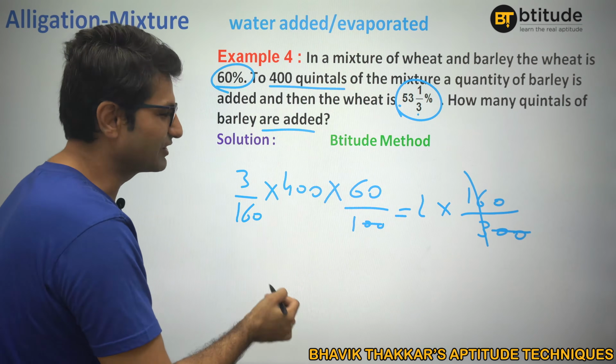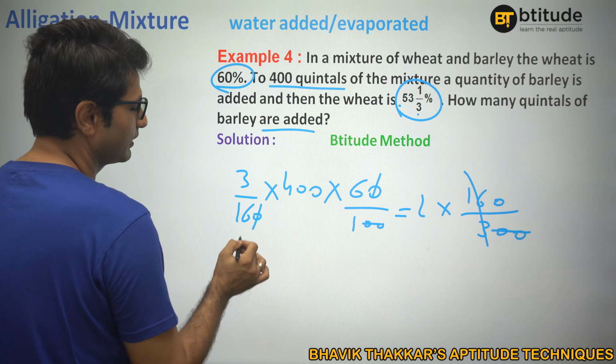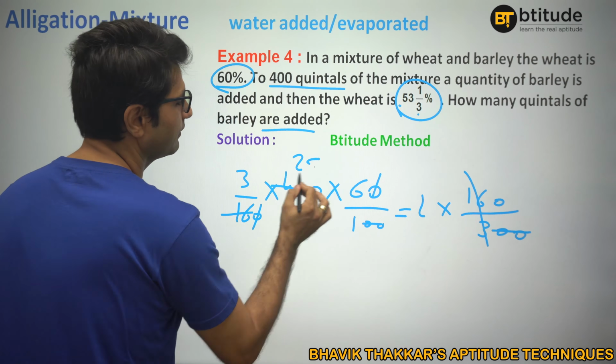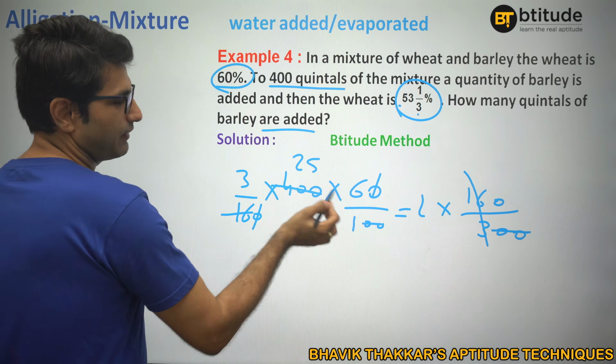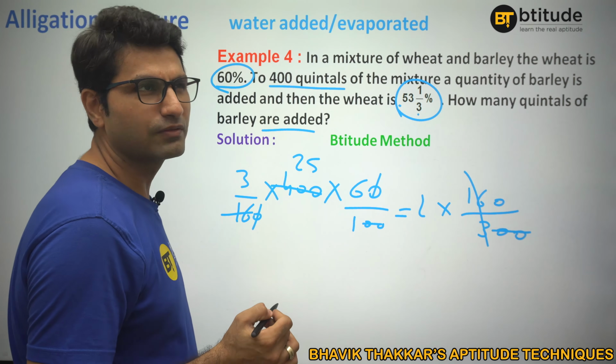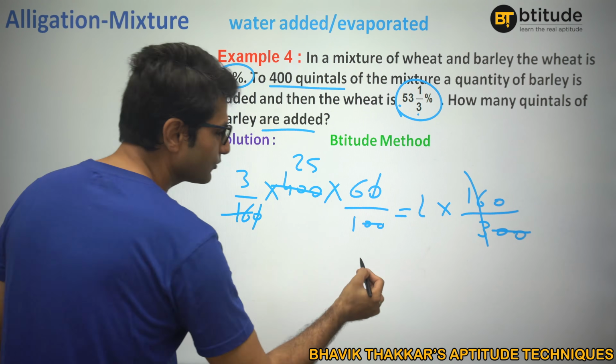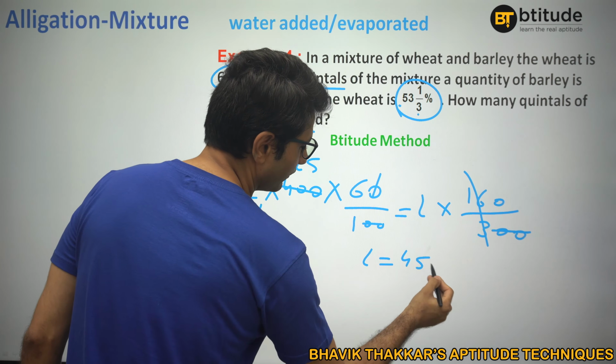So your latest mixture, you can get it. So 0 will get cancelled. 16 into 25, 75 into 6, 75 into 6 will be what? 450. So your latest figure is 450.